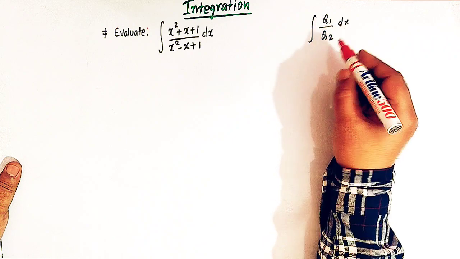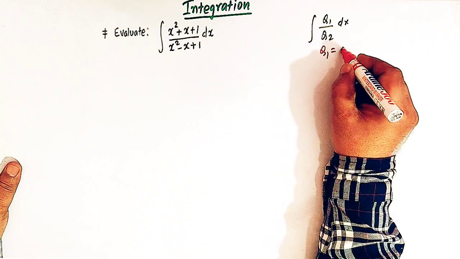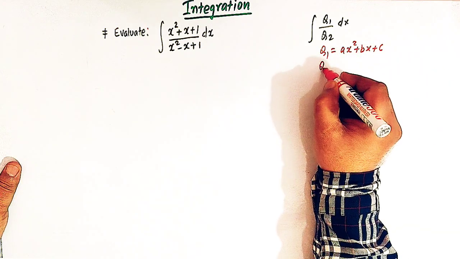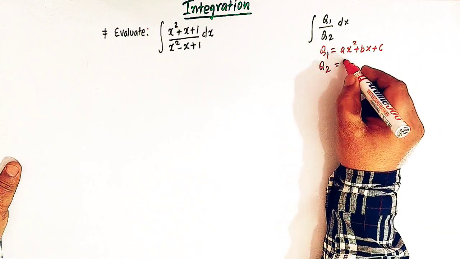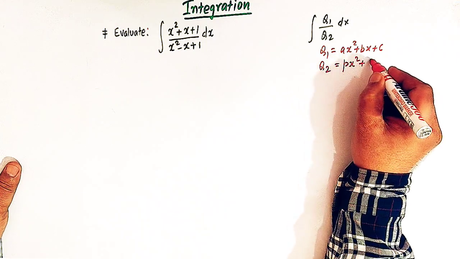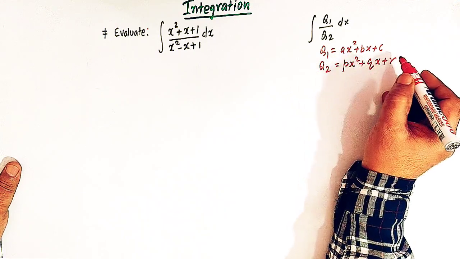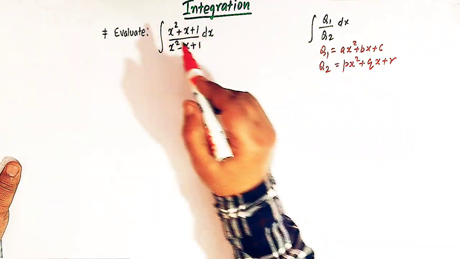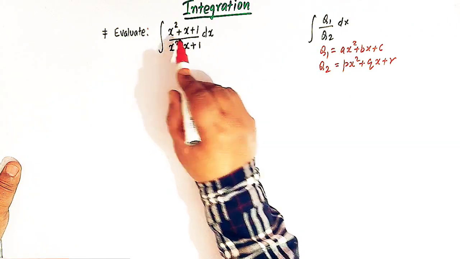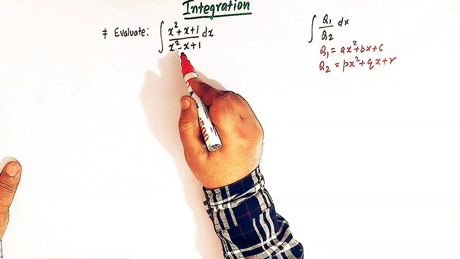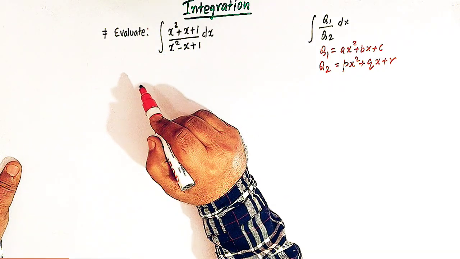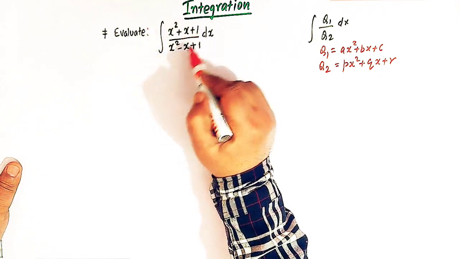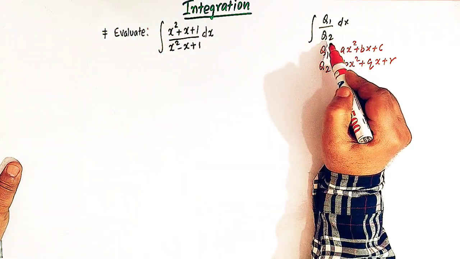So here q1 is of the form ax square plus bx plus c, and q2 is of the form say px square plus qx plus r, right? So here the integrand has a quadratic polynomial in the numerator and another quadratic polynomial in the denominator, right? So here we'll see the technique how to integrate functions like q1 over q2.